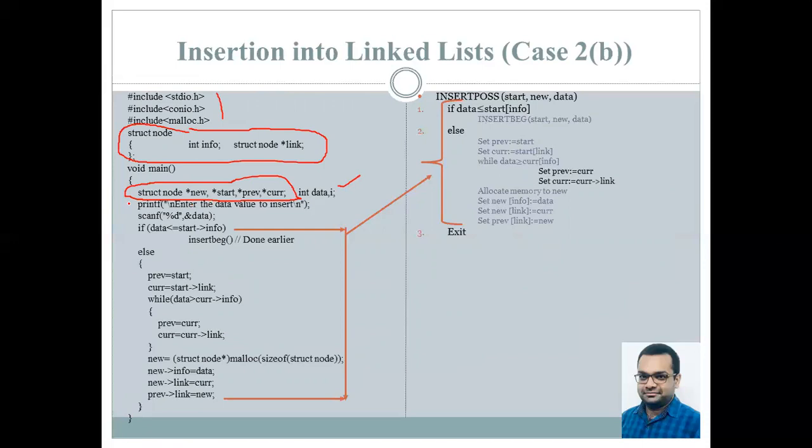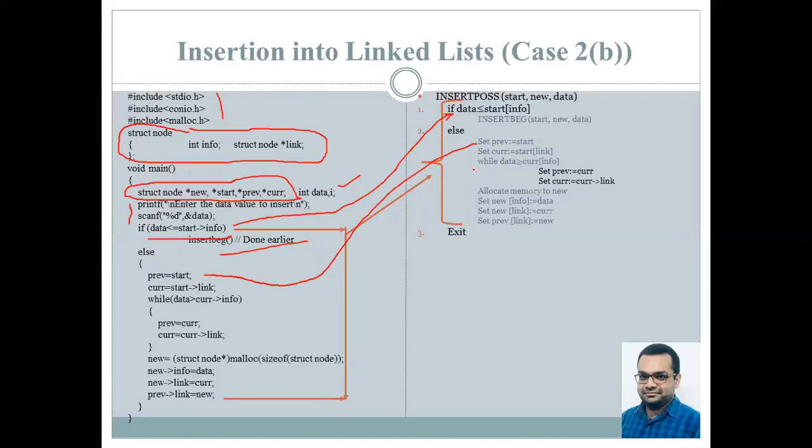We are over here prompting the user to provide the data value to insert into the node. Now, in the first step, we are comparing over here if the data value that needs to be inserted is less than or equal to start info, that is the value in the first node. So then we'll be calling the insert beginning procedure. Else the control jumps to the else part where these assignments will take place.